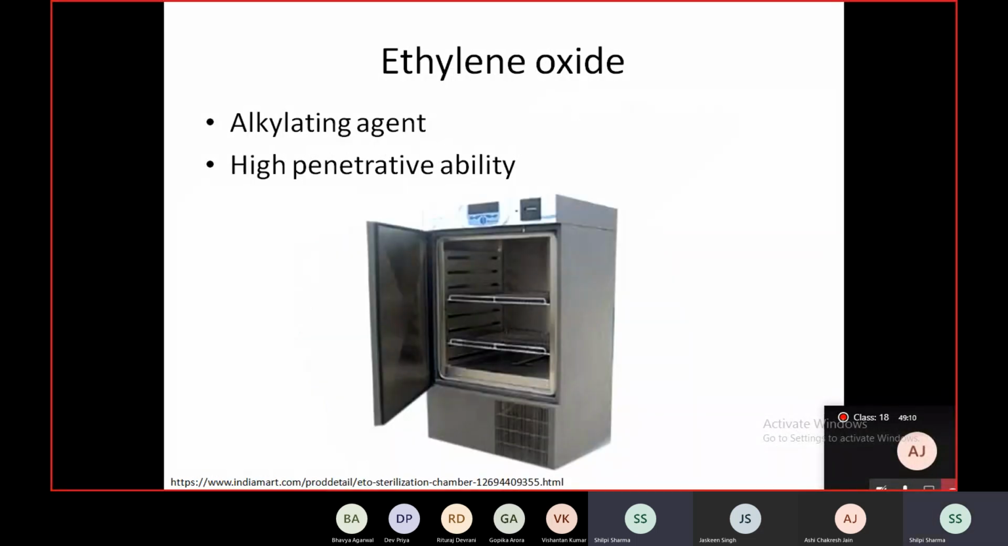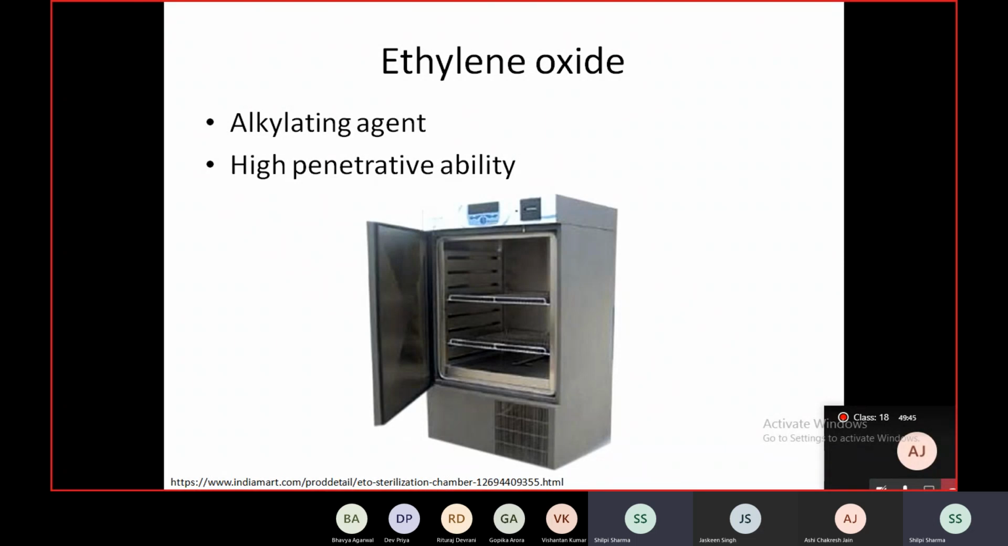Ethylene oxide, it's also a type of alkylating agent and is used for gaseous sterilization. So you have these chambers wherein ethylene oxide sterilizers, or gas chambers as they're called. It's highly penetrating. It can sterilize items within plastic bags. So things like heaters, disposable items in laboratories and even in clinical settings can be sterilized by using ethylene oxide. Again, this is cold sterilization. So compared to heat sterilization, here you can even sterilize heat sensitive items.